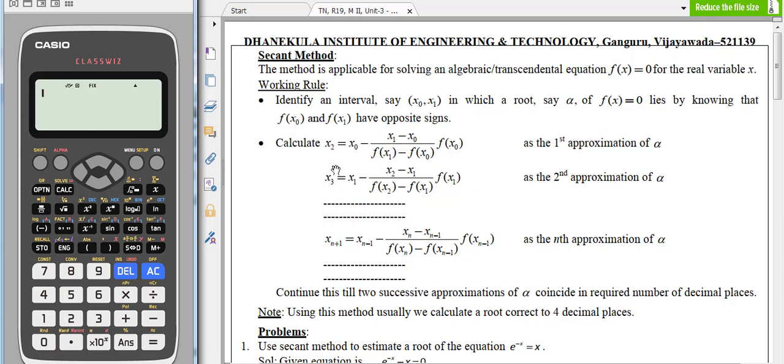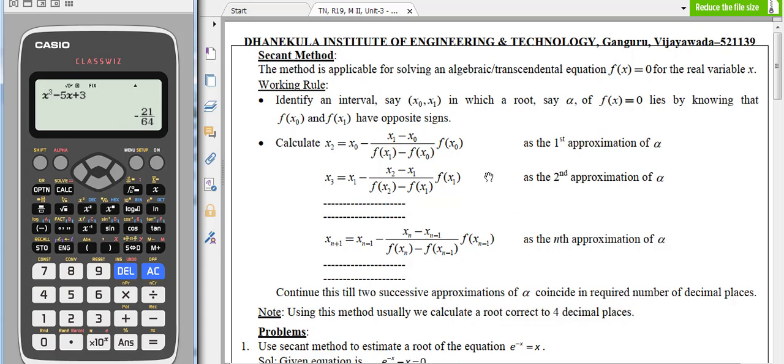So with the help of these formulae we can iterate the process of the secant method, and we continue this till two successive approximations of alpha coincide in the required number of decimal places. While doing problems using the secant method, we calculate a root corrected to 4 decimal places. As the convergence is faster compared to the bisection and regula falsi methods, we calculate the roots corrected to 4 decimal places. That is all about the working rule of the secant method.